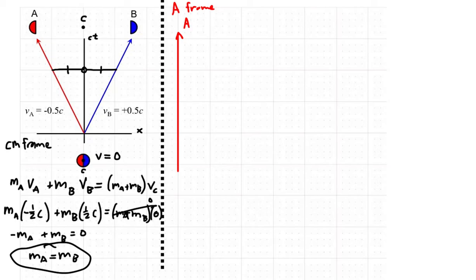And here is A's space axis. So this is X for A. This is c times T for A. So this is now the reference frame of A.